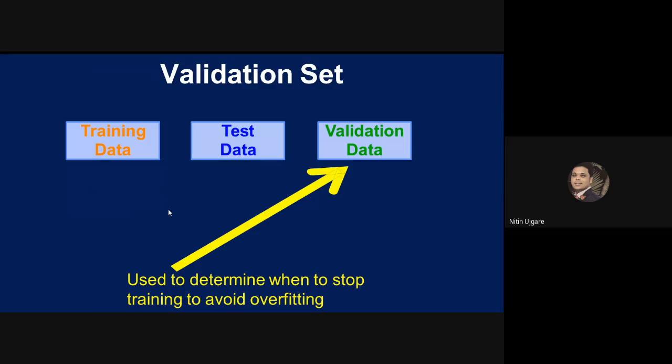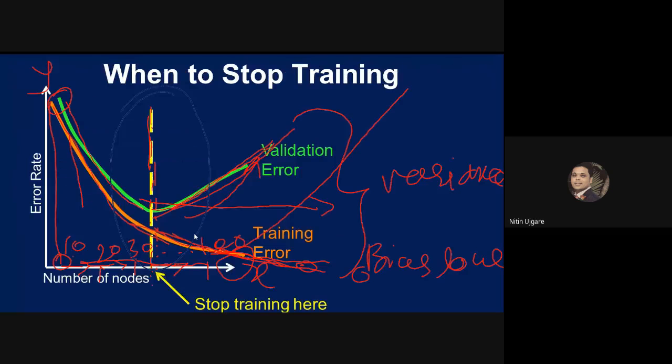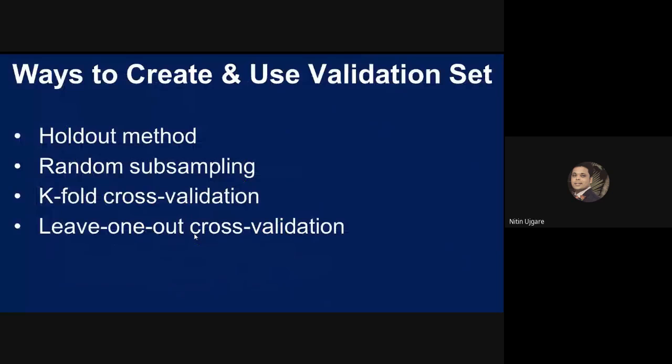So validation data is used for what purpose? To determine when to stop the training of your machine learning model, so that your model would be neither too complex nor too simple. So we can get the right fitting of the model using the validation data set. I have already explained this. So this is the example of when to stop the training.